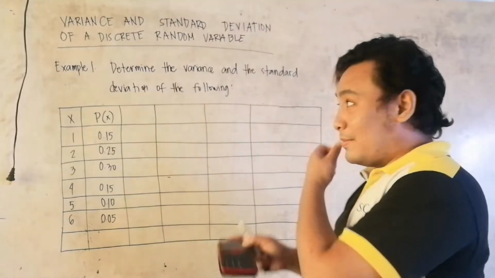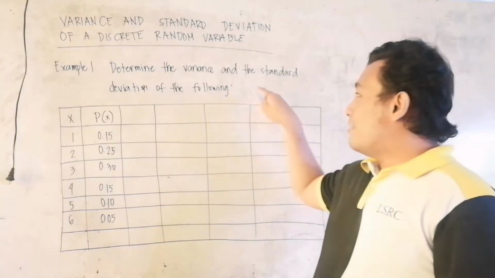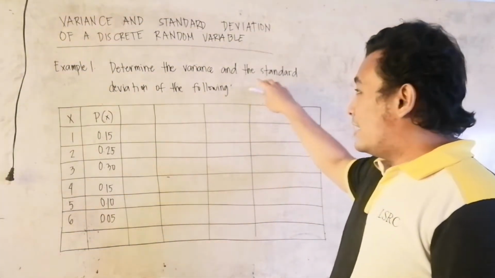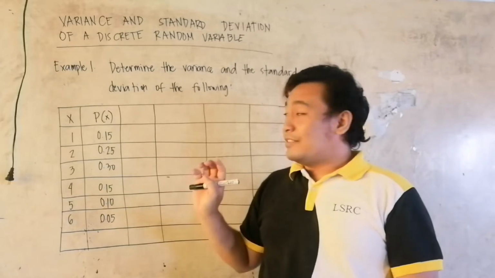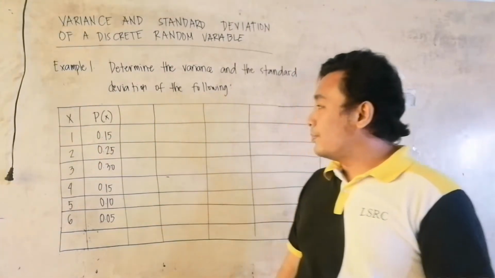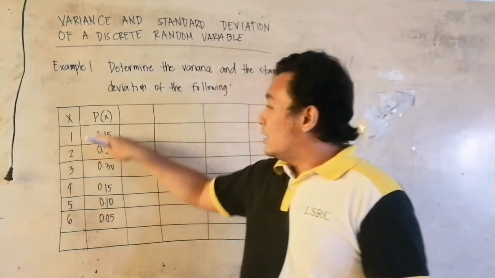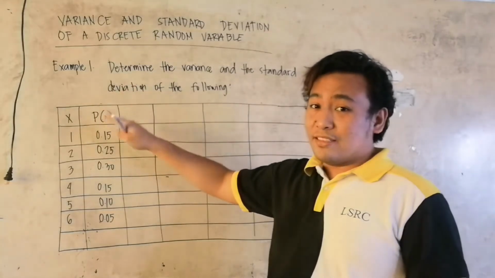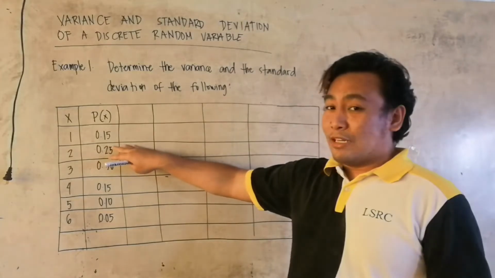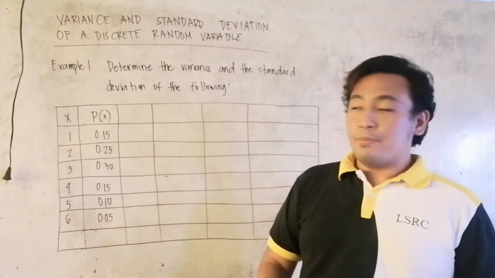Now let's have some examples. For example number one, determine the variance and the standard deviation of the following. We will be determining the variance and the standard deviation given itong mga set of data na to. The x values are 1, 2, 3, 4, 5, 6. P of x, remember that P of x is the probability. So we have 0.15, 0.25, 0.30, 0.15, 0.10, 0.05.